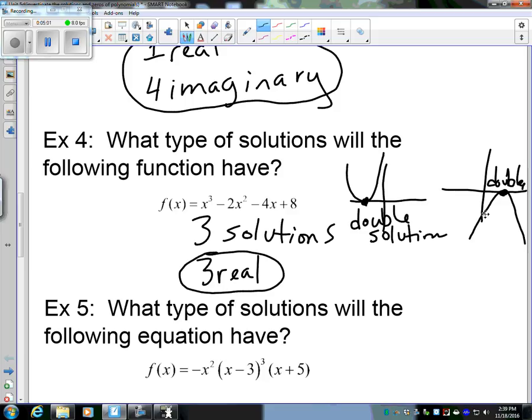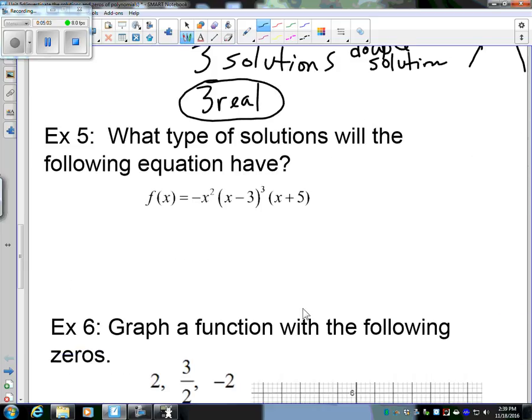Alright, one of the last problems here. What type of solution will the following equation have? So for this, how many solutions are there? Well, it's not in polynomial form here, so we have a power of 2 here, a power of 3, and this over here is actually to the power of 1. So 2 plus 3 plus 1, this will have 6 solutions.